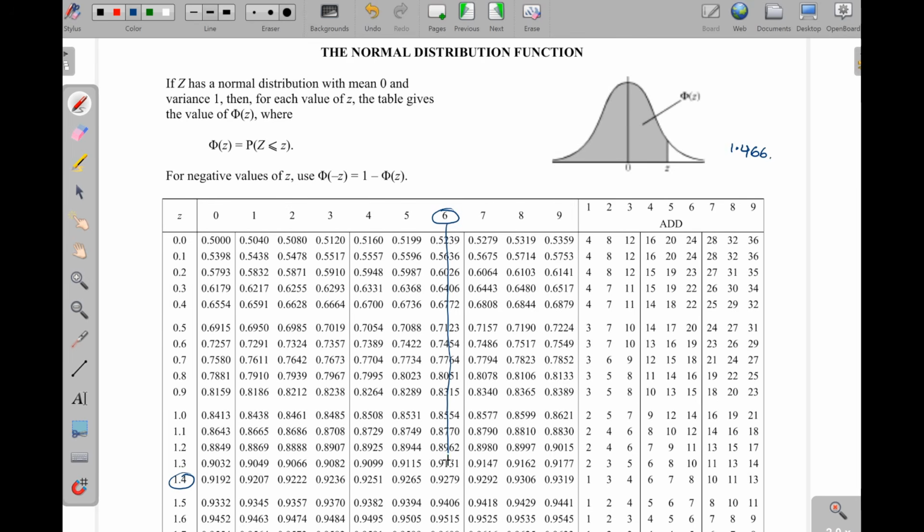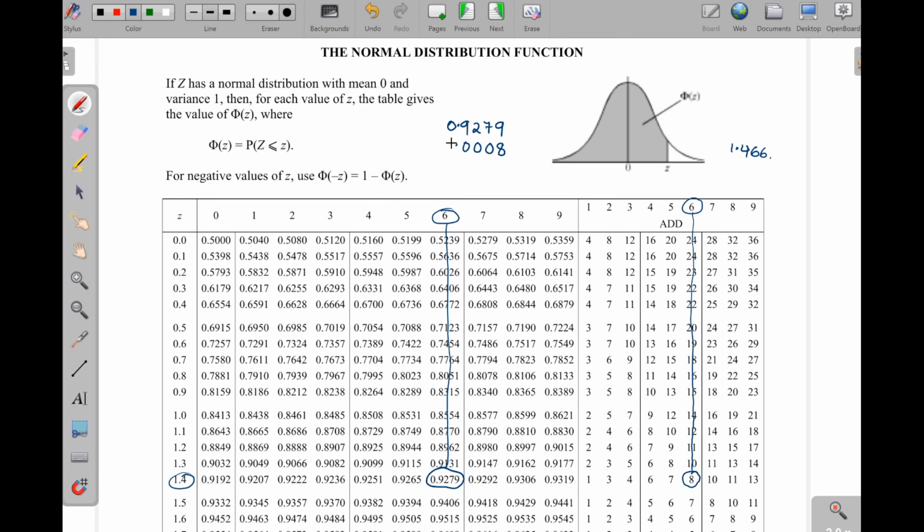Now 1.4 is here, then 6 is here. So where do they meet? They meet here. So we have 0.9279, and then there is a 6, this 6 here. The last one is this one here. So you go down up to this line here. So we are seeing 8. So add it from the end here.